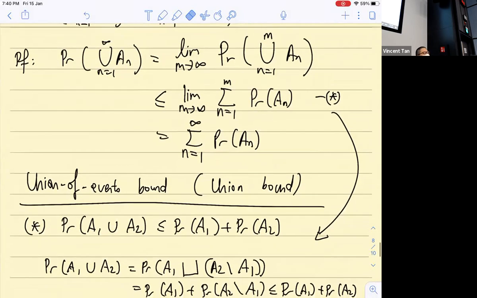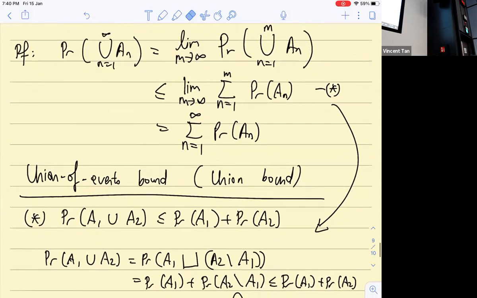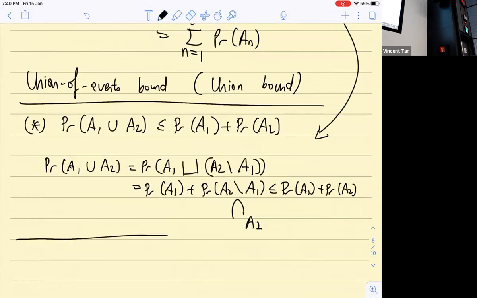And in the homework, you are going to strengthen the union bound. The strengthening of the union bound was a quiz question in quiz 1 a few years ago, and only very few people got it.